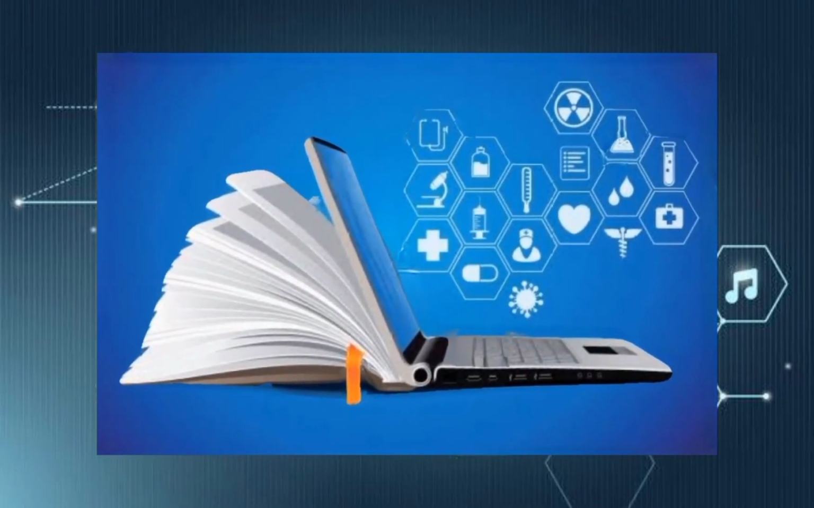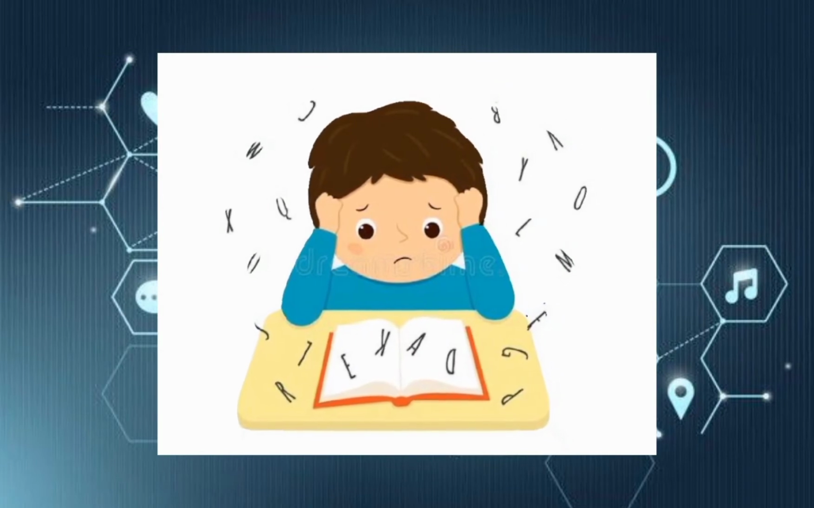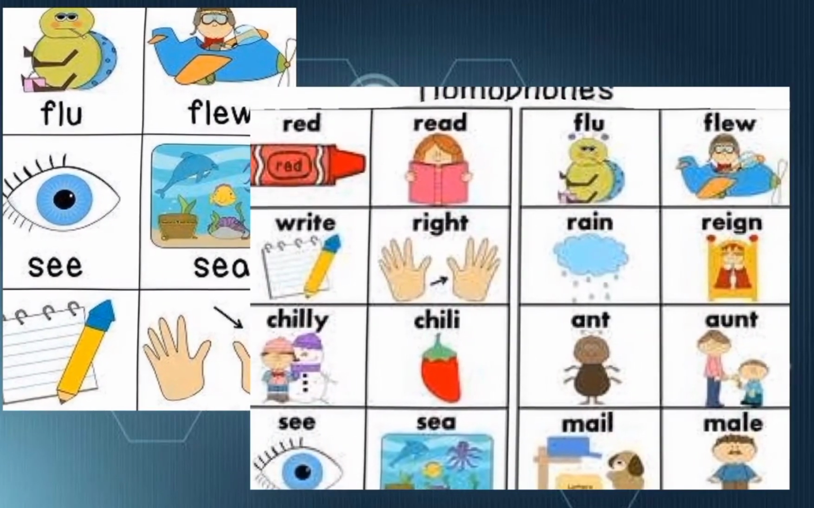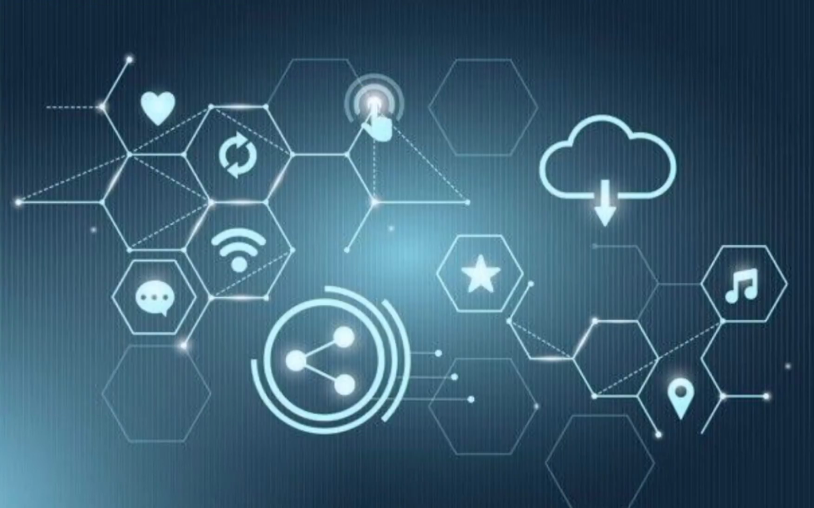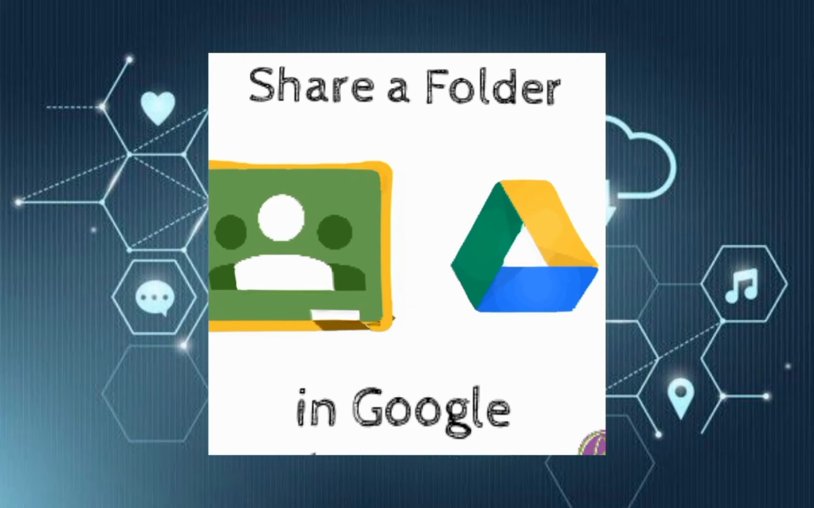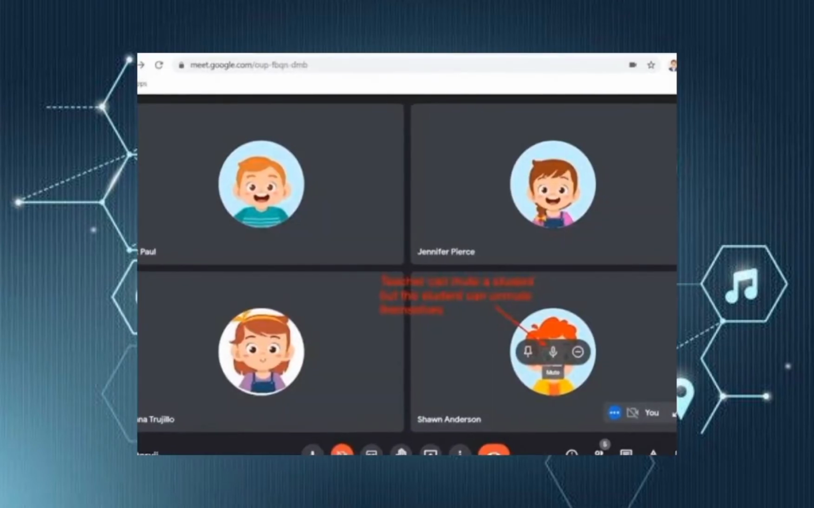Most students have difficulties to differentiate homophones. You can use some programs to make word-to-image association. Of course, you can do that on the board, but using an online program allows students to share their results with their peers.